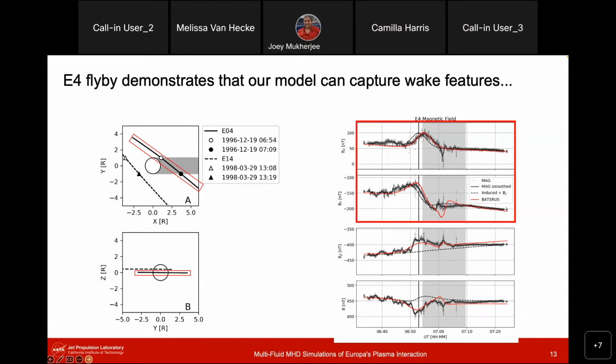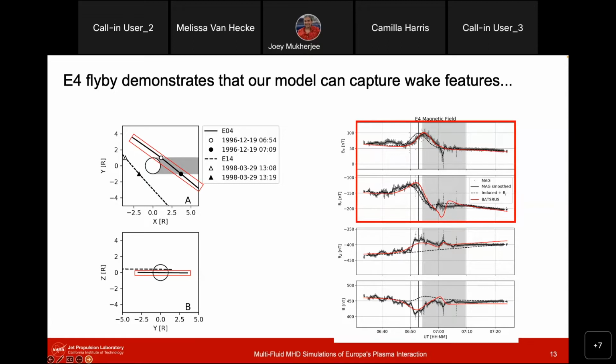So I think this ties in really well with the last slide, because in the X and Y components of the magnetic field, what we're mostly seeing are signatures of the induced field, and I'll explain that. In each of these panels, the solid black line is the smoothed out magnetometer data from Galileo. The red line is the magnetic field from the model along the same trajectory. And then this dashed line is the induced magnetic field that we prescribed in the model.